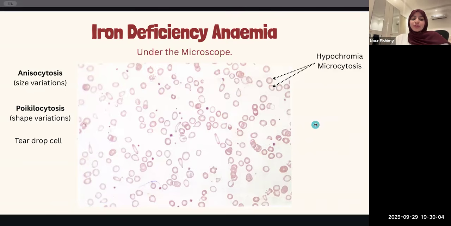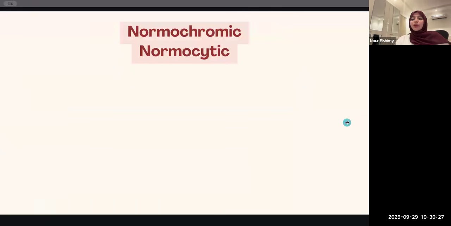And what are those different shapes? We have teardrop cell, literally looks like a teardrop. As you can see here, this is a very clear teardrop cell. This one is another one, okay? And we also have pencil cells, which look like these, and so on, okay? Very easy, very interesting, actually. Anyway, okay, we're done with microcytic hypochromic. Let's move on to normochromic, normocytic.